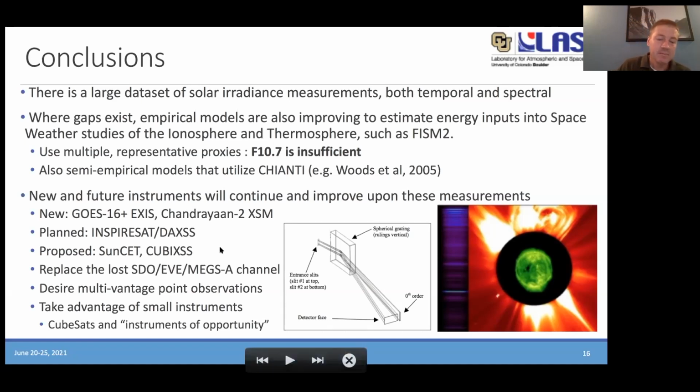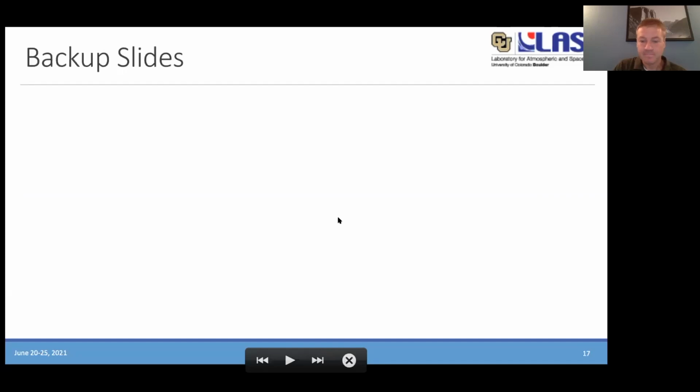And in the bottom left, there are a lot of future instruments coming along that will help improve the measurement accuracy on lots of timescales and at a lot of these wavelengths, especially in the soft X-ray, that we want to take advantage of. So thank you very much.